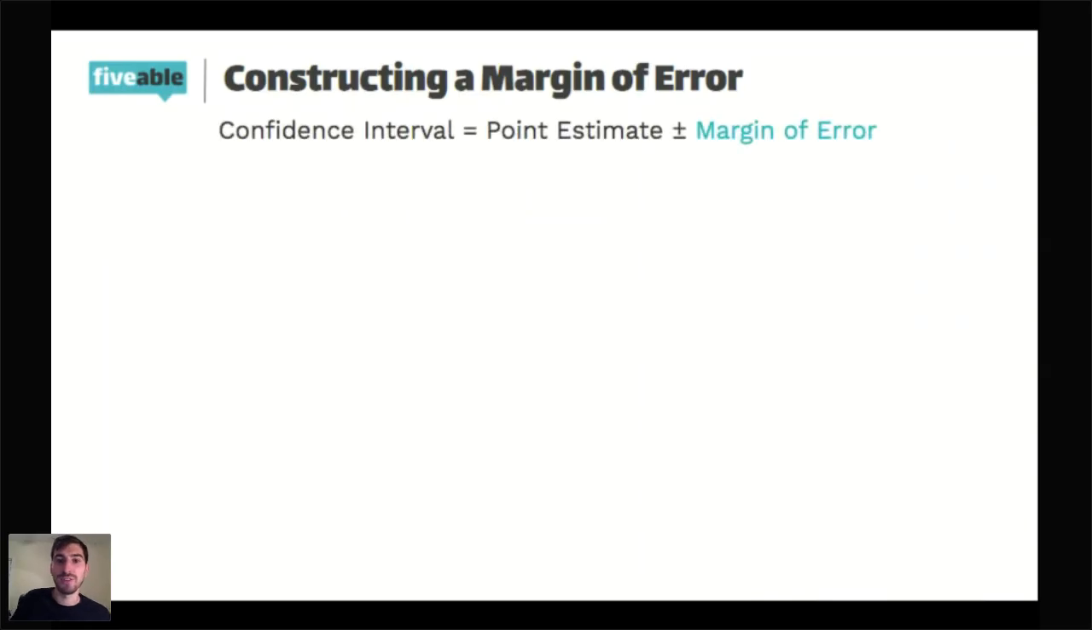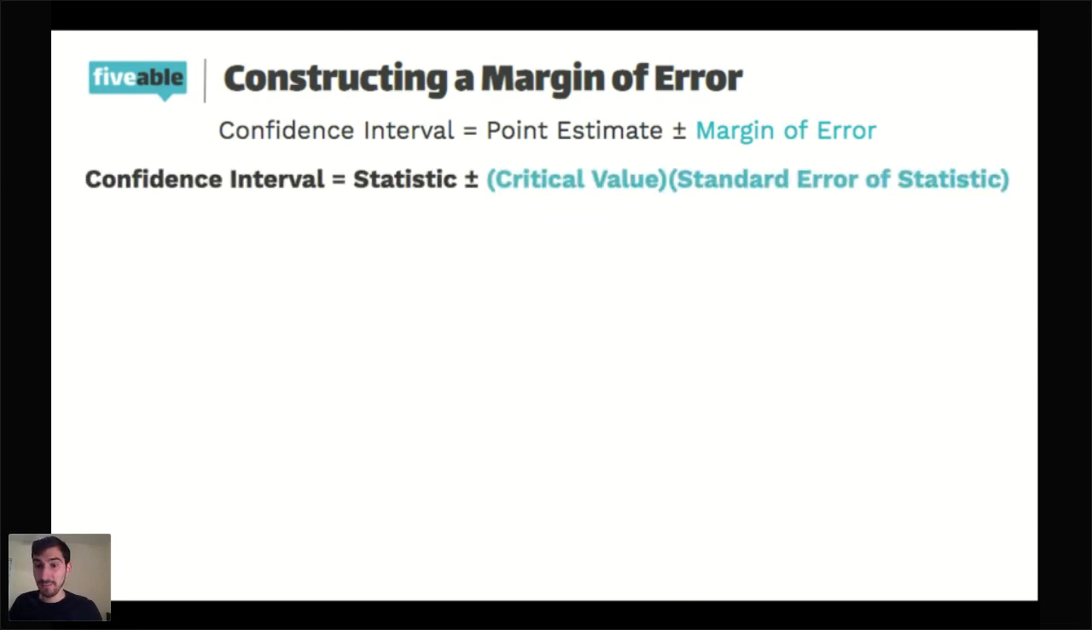So we know that a confidence interval is a point estimate plus or minus a margin of error. Well, on your formula sheet for the AP Stats exam, it actually says this. It says confidence interval equals statistic plus or minus critical value times standard error of statistic. So in the case of proportions, the statistic is the point estimate, p hat is the point estimate, and the margin of error comes from a critical value times standard error of statistic.